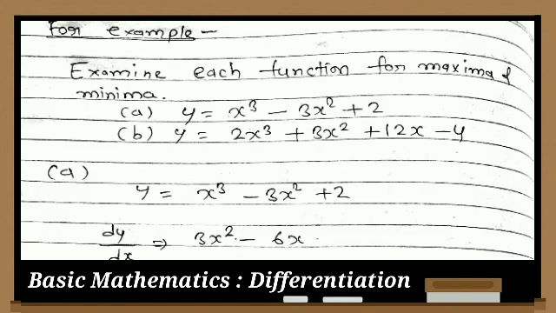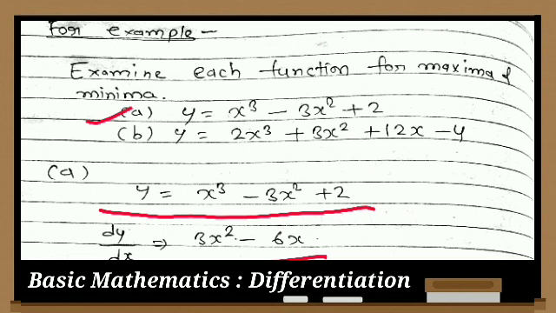Examine each function for maxima and minima. So first we see a. In the first example a, y equals x cube minus 3x square plus 2. We have to find out the conditions for maxima and minima. First, we have to find out dy by dx. So y equals x cube minus 3x square plus 2, and dy by dx is equal to 3x square minus 6x.